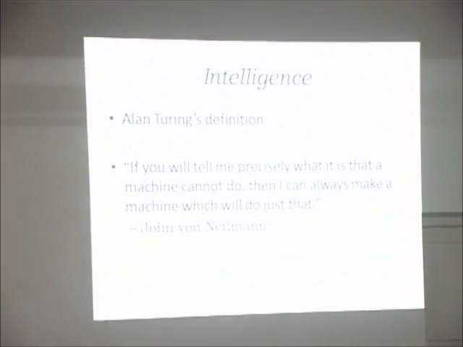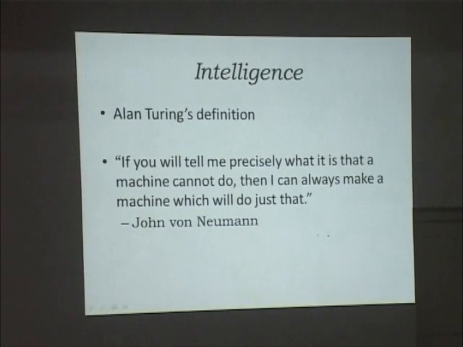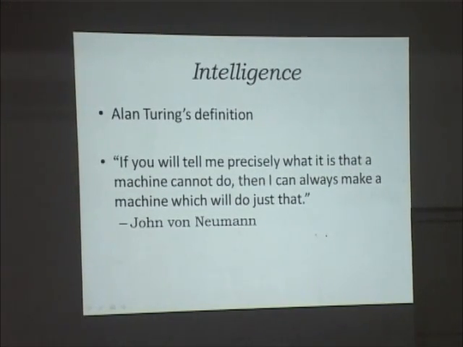So first, of course, we have to agree on a definition of intelligence, and this is a hard thing to do. One provisional definition of intelligence has been provided by Alan Turing. This is called the Turing test. It has the advantage that it's clean, it gives you something to think about. So here is one more quote that I like. This is by John von Neumann, who was one of the pioneers of the computer industry. He says, if you will tell me precisely what it is that a machine cannot do, then I can always make a machine which will do just that.